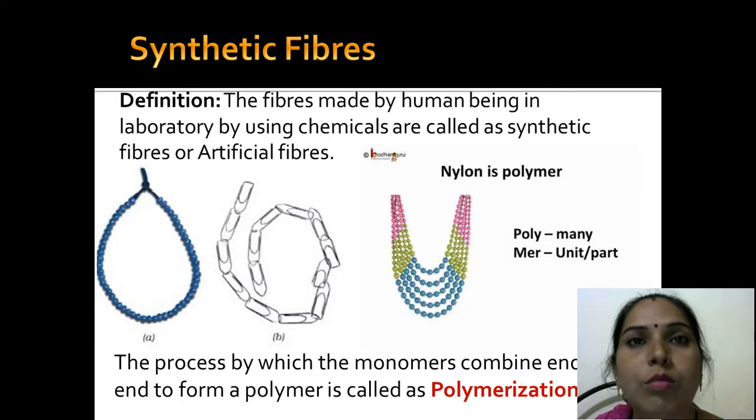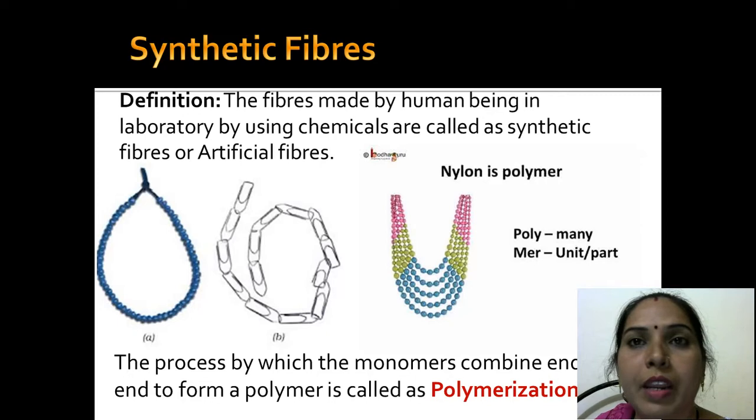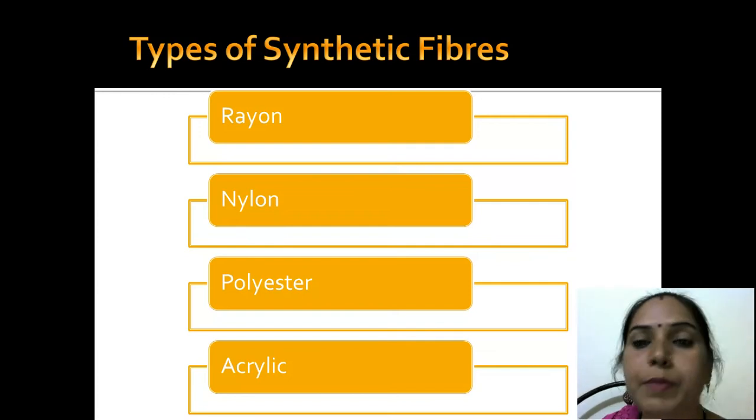Now let's move on. Here on your screen you can see two words: poly, which means many, and mer, which means unit or part. It is a Greek word, and its meaning is many units. So many monomers combine together to form a polymer. Now next, types of synthetic fibers. There are four types of synthetic fibers, that is rayon, nylon, polyester and acrylic.